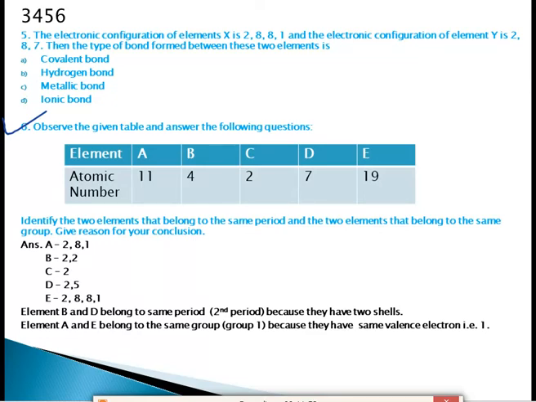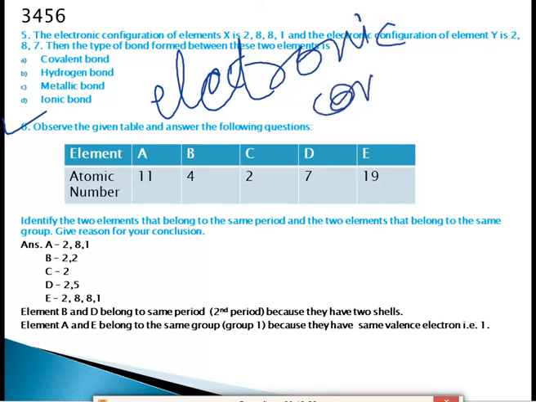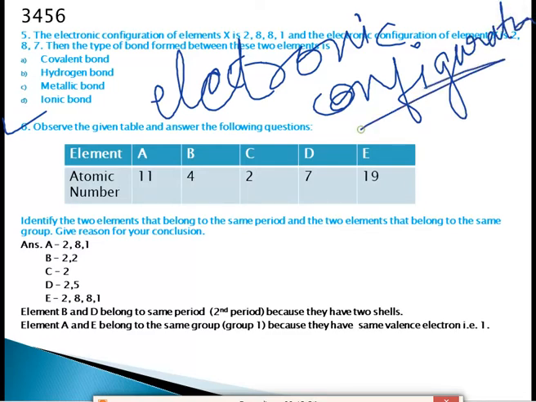So see children, whenever this type of application based questions are asked, atomic number will be given in the question. The first thing you have to do is write the electronic configuration. If you write the electronic configuration, you will understand which element will be present in which period, what will be its valence electrons, what will be the valency, everything will be clear to you. I have already uploaded a video on how to write the electronic configuration. You can check that in the playlist of concepts of chemistry. It will be very clear to you all.